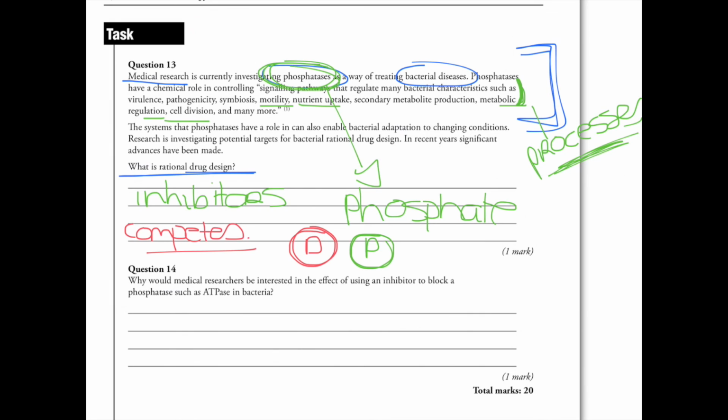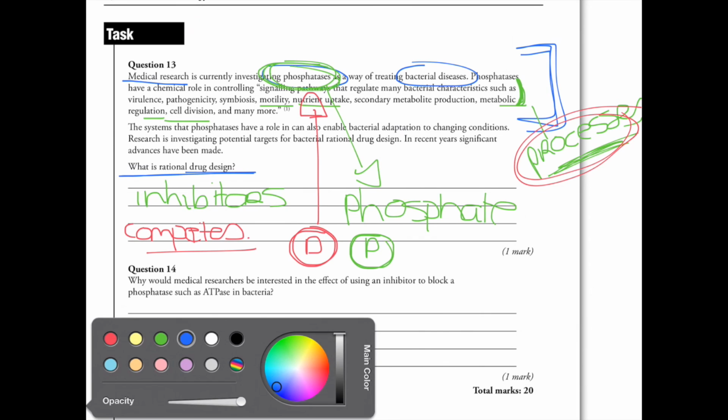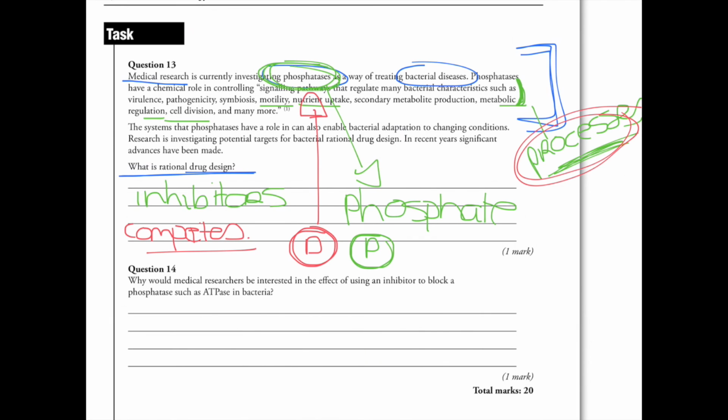So when they add this drug, it would bind with the enzyme, which would then affect the processes. Okay, so that's essentially what it is. All right, lucky last question. Why would medical researchers be interested in the effect of using an inhibitor to block or inhibit phosphatase, such as an ATPase in bacteria?